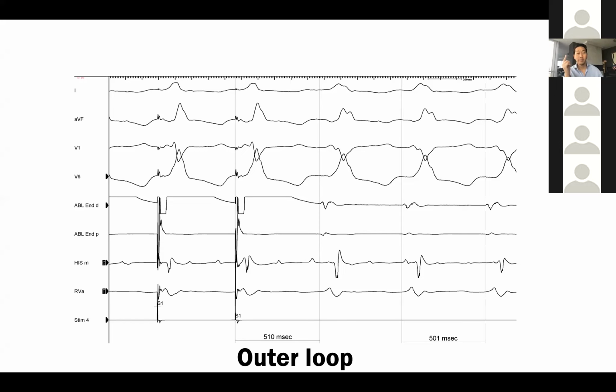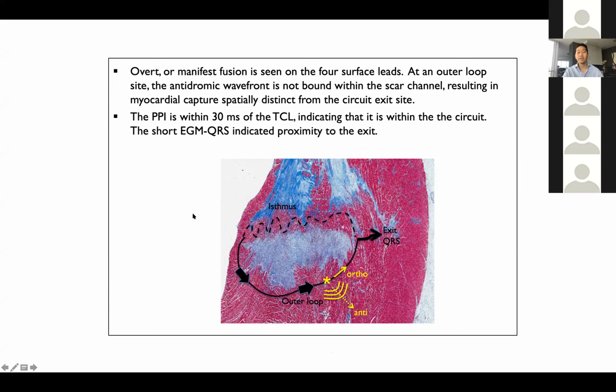Manifest fusion, PPI equals TCL, and then if you play the EGM to QRS third criteria, this to this is super short, and this stim to QRS is super short. So the EGM and stim to QRS are the same. And if you were to look at that graphically, you would see a circuit that's going around here. The stim to QRS is really short, which means you're very close to the exit site, but you're pacing somewhere that is not completely confined and protected by fibrosis. So you still get antidromic fusion out here. So that's the typical outer loop response.